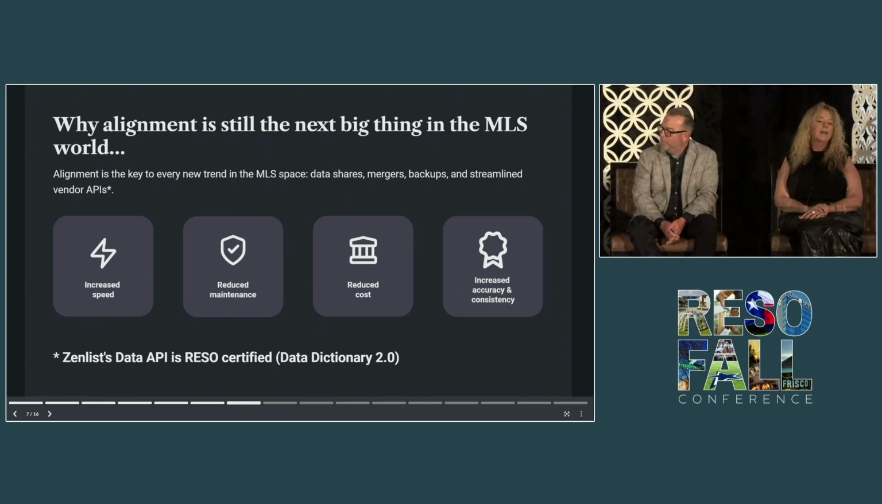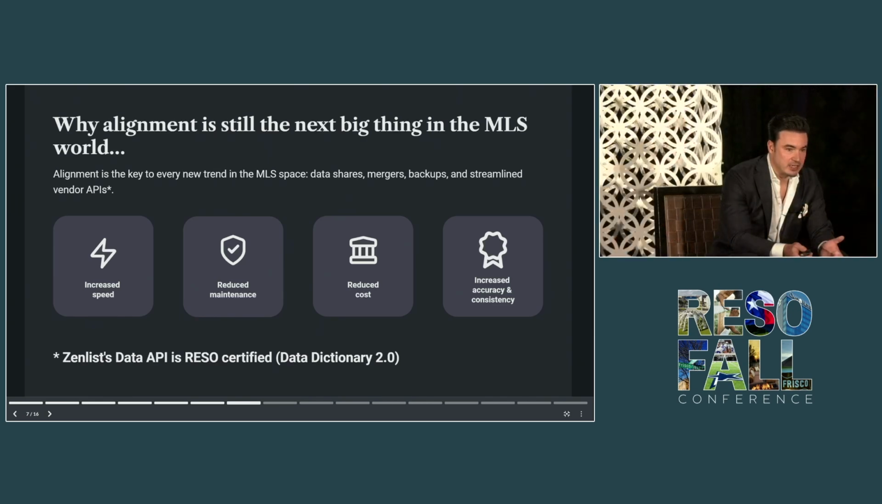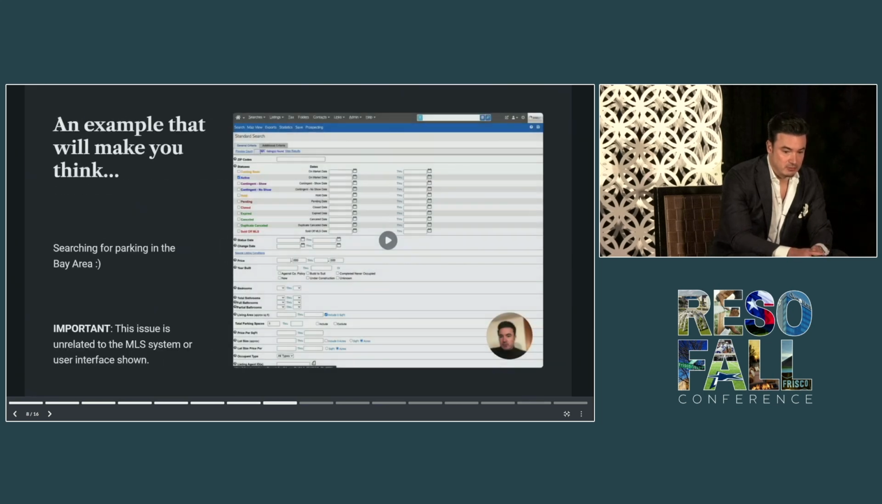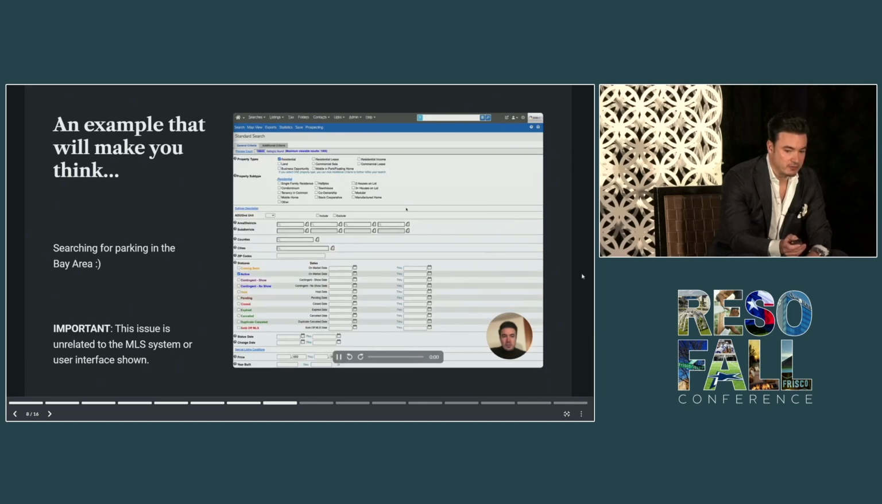It's worth mentioning that our own data API has just been certified for RESO 2.0 in the past few days for different systems. So let's get to the core of it. This short video will show you how searching for parking is problematic in the Bay Area.